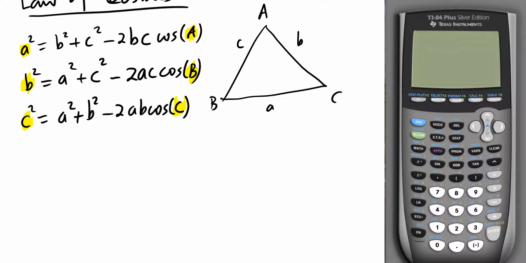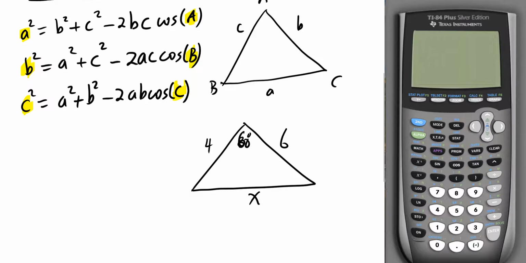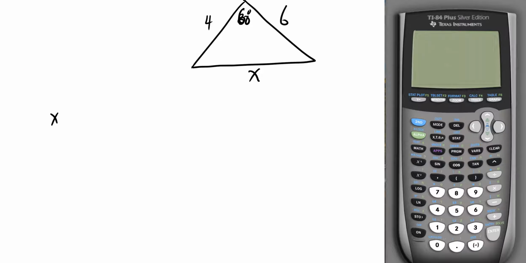Let's say I want to solve for one of the sides. Let's say this angle is a 30 degree angle, or let's make it 60, and the sides are 4 and 6, and we would like to find x. With this one, if you try law of sines, sine 60 over x equals sine the other angle over 6 equals sine the third angle over 4. It's not going to work out. So law of cosines will do it by starting with x squared. That's the one I'm looking for.